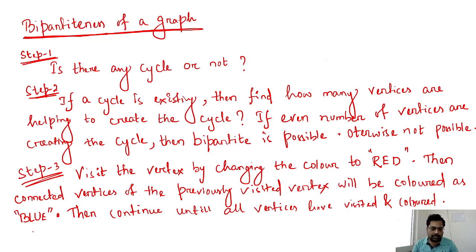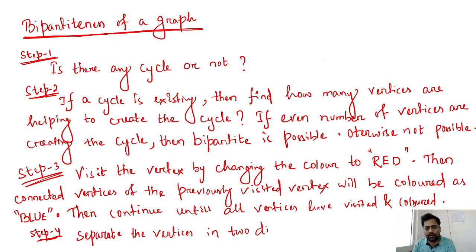Then last, what you have to do in step 4 is separate the vertices into two different subgroups based on the color. Okay, these are the steps that I have written.